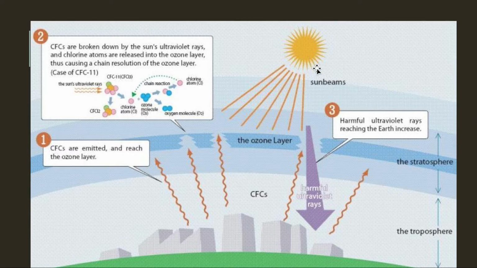Sunlight comes in, and then you can see that the sunbeams are going to be able to get through, so then we have harmful UV rays that get through the ozone layer. So that's basically what's happening.